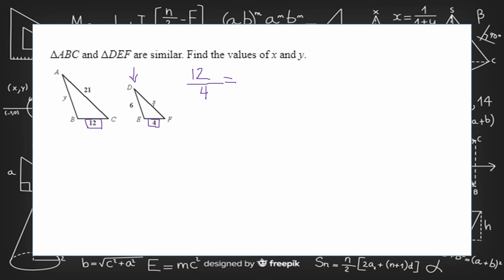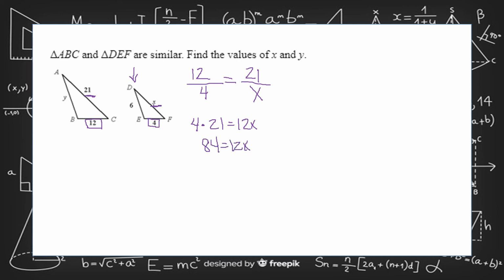Now I'm looking for x. I'm going to do that. Since that's on the small triangle, it goes on the bottom. And the corresponding side, or the matching side to that x, is this 21. So I'm going to put it up there. Now I'm going to cross multiply. So I've got 4 times 21 equals 12 times x. So 4 times 21 is 84.